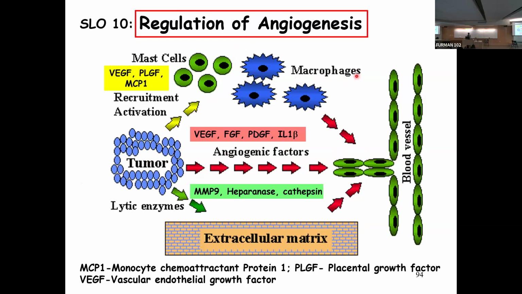They are recruiting macrophages, right? The mast cells and the monocytes, the macrophages, they in turn are producing other factors which are feeding into the growth of the blood vessels. And then the tumor cells themselves are directly producing angiogenic factors in the form of VEGF, vascular endothelial growth factor, FGF, that's fibroblast growth factor, PDGF, platelet-derived growth factor, and needless to mention interleukin-1 alpha and beta. So these are some of those.